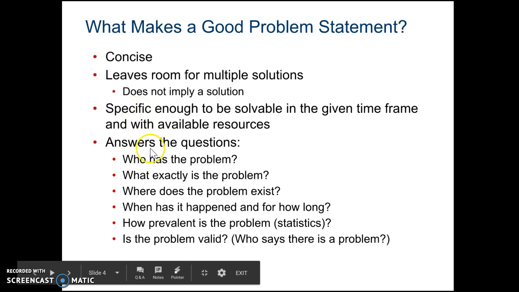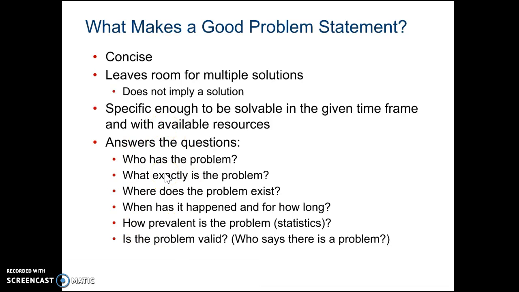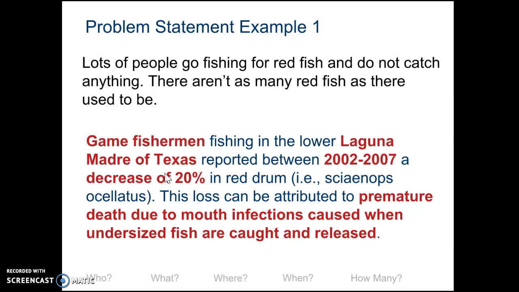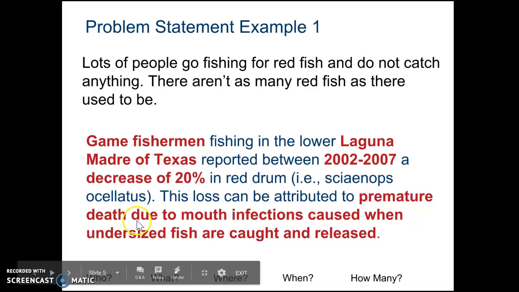These are the things that belong in a problem statement. So you may need to come back to this slide to write a proper problem statement. Here's an example, right? They say game fishermen fishing in the lower Laguna Madre of Texas reported between 2002 and 2007 a decrease of 20% in red drum. I'm assuming that's a fish. This loss can be attributed to premature death due to the mouth infections caused when undersized fish are caught and released. So there's a lot of information in there, right? What does it tell us?